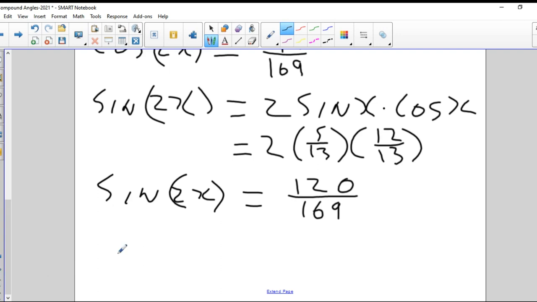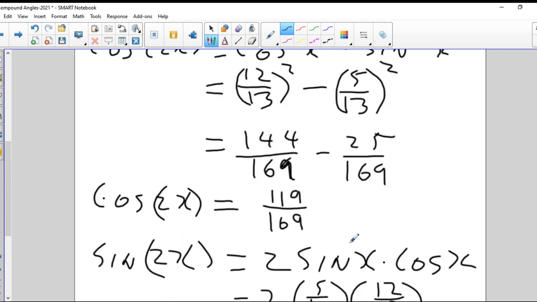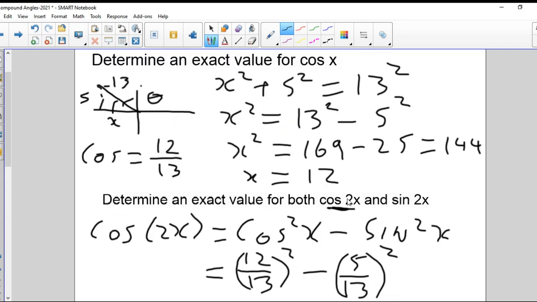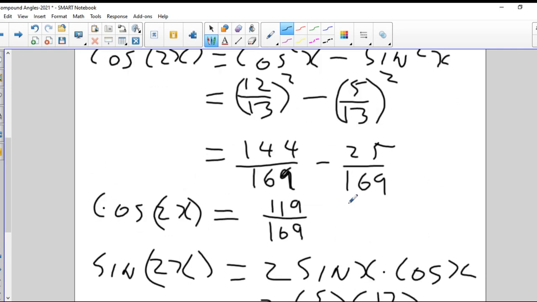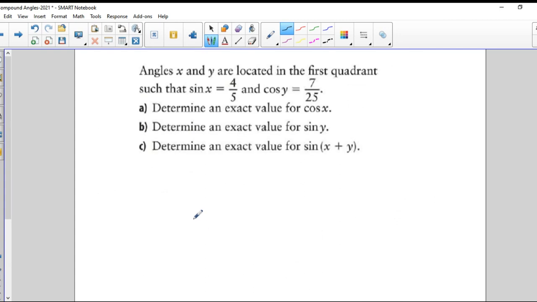Is anybody not sure about the steps I just took to get to those two answers? So the cosine of 2x is 119 over 169, and the sine of 2x is 120 over 169. Just using the identities, right? First of all, they gave us the sine, they didn't give us the cosine, so we found the cosine first. We just plugged them into the identities and got our answer. Okay, one last thing, then we're done. Angle X and Y are located in the first quadrant.